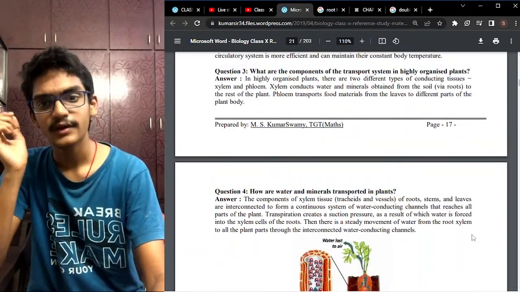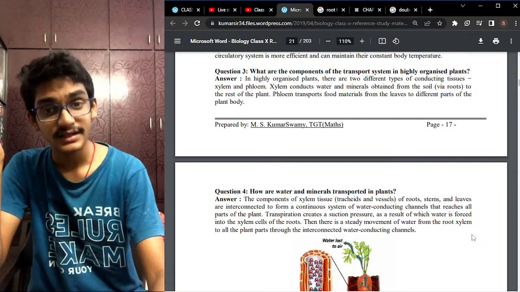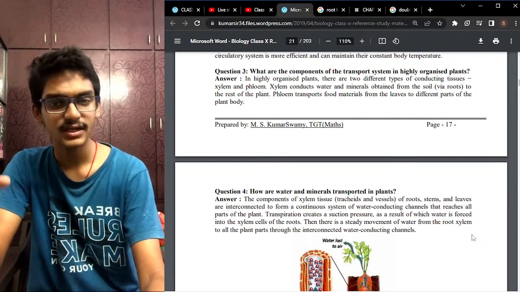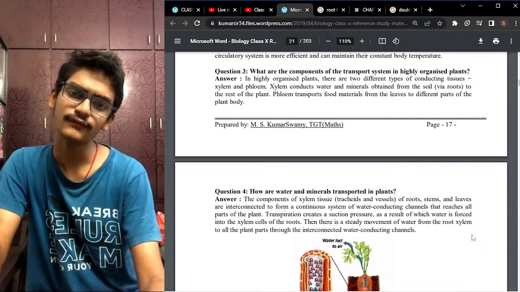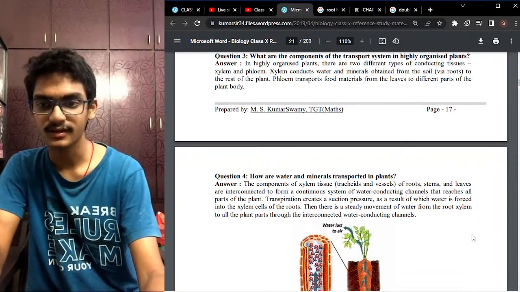So what are the different components which are transported in higher organized plants? That is water and 2 conducting tissues, xylem and phloem. So what does xylem do? What does phloem do? You can just mention the function. Xylem transports water and minerals, whereas phloem transports the food particles.